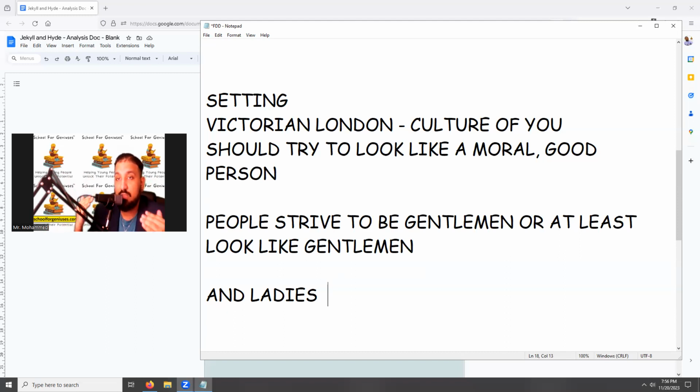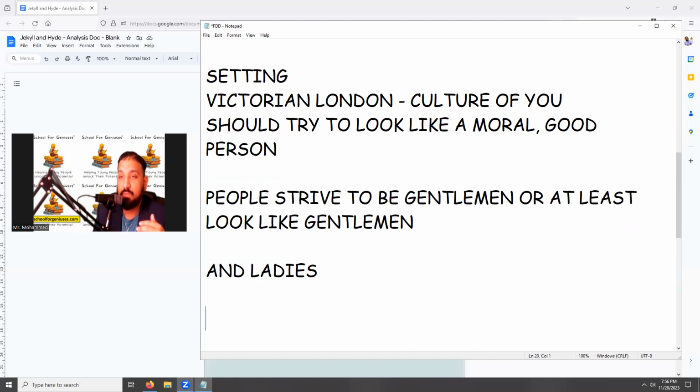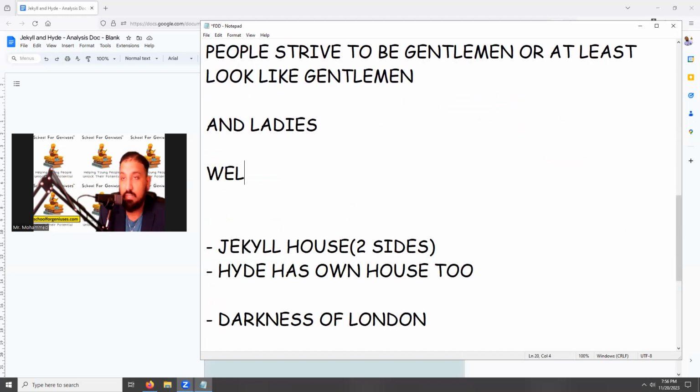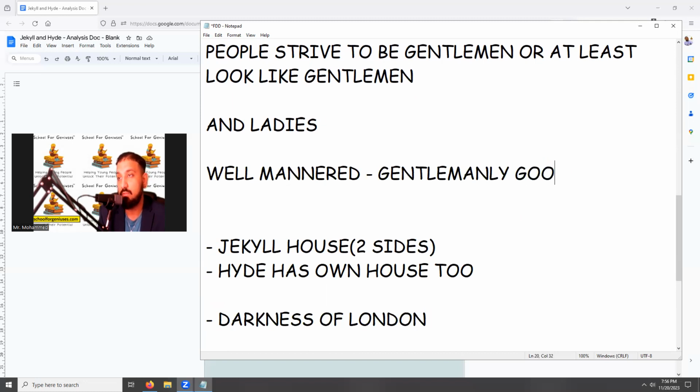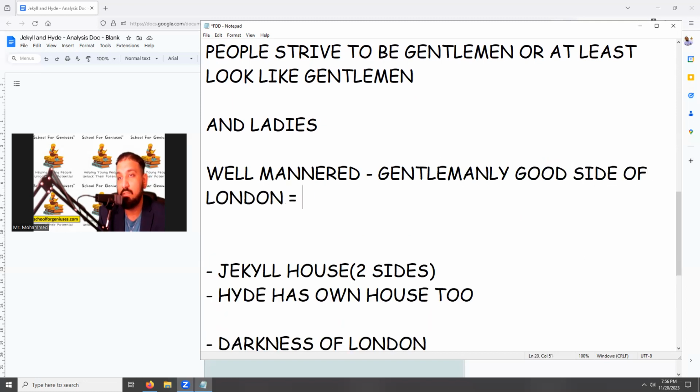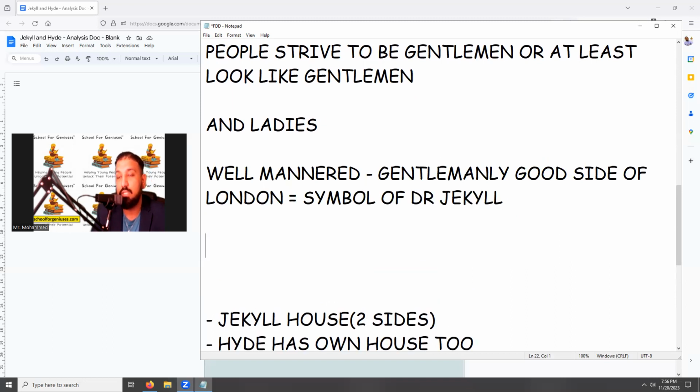Now if you want to talk about how the setting connects to the characters, the setting of the good side of London, the well-mannered gentleman side of London, would be a symbol of Jekyll. Jekyll: well-mannered, gentlemanly, good side of London. So everything that's good about London in terms of the well-mannered, gentlemanly, upper class, all that stuff, would be a symbol of Dr. Jekyll. He represents all those qualities.